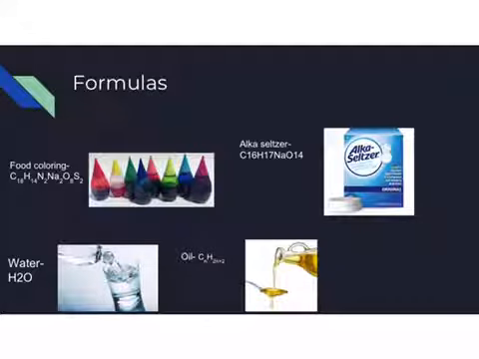And formulas. So the formula for water is H2O. The formula for oil is CnH2n+2. The formula for food coloring is C18H14N2Na2O8S2. The formula for the Alka-Seltzer is C16H17NaO14, and all these formulas are made by compounds being created.